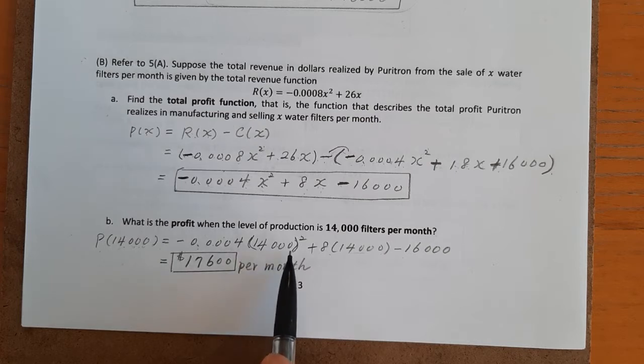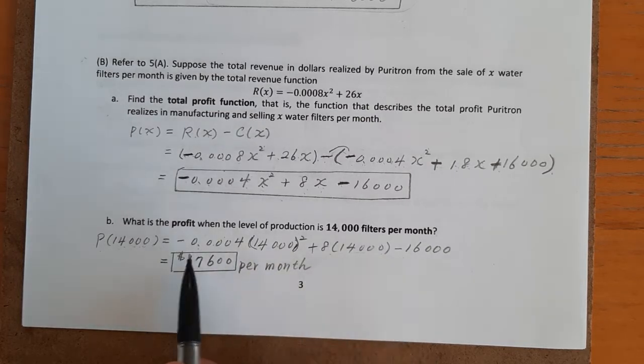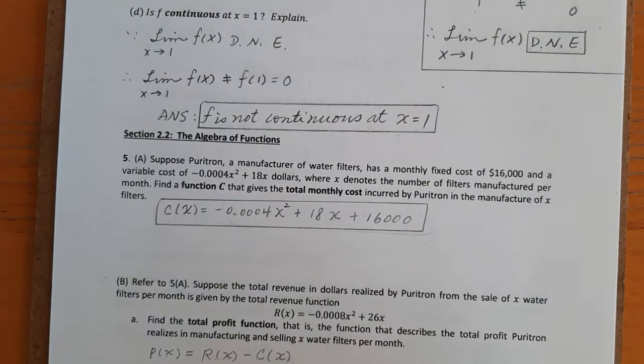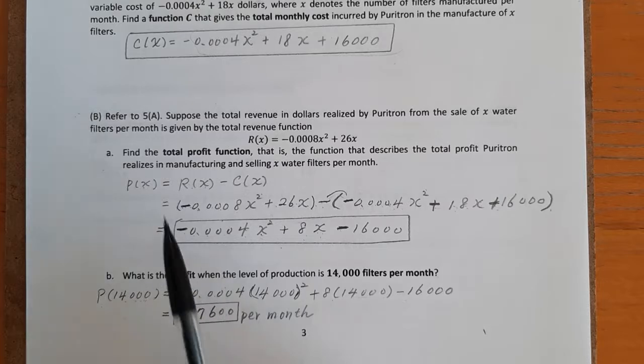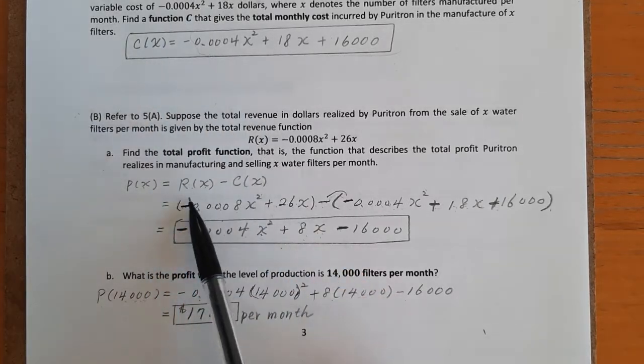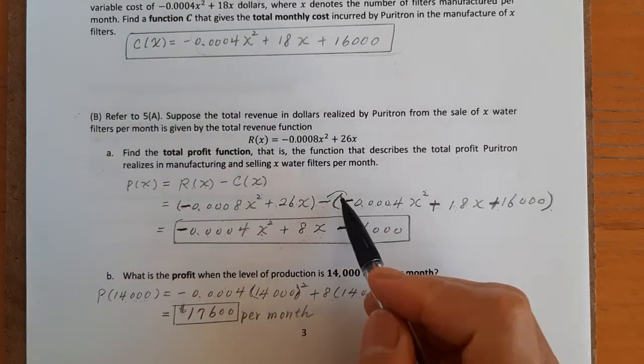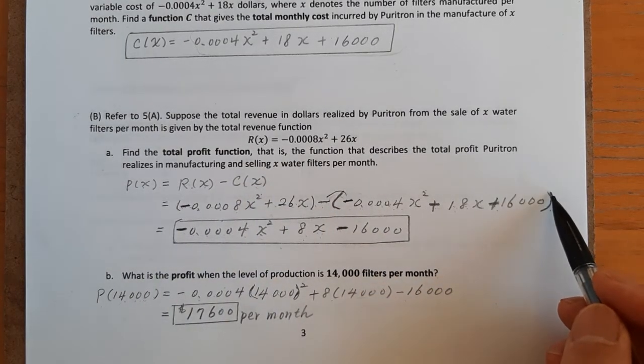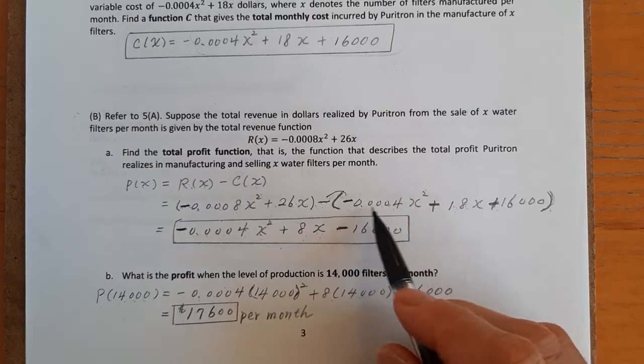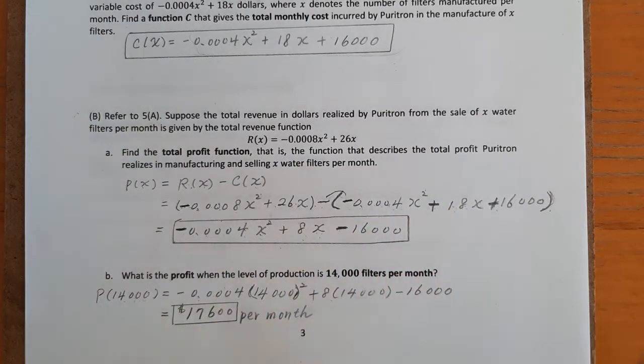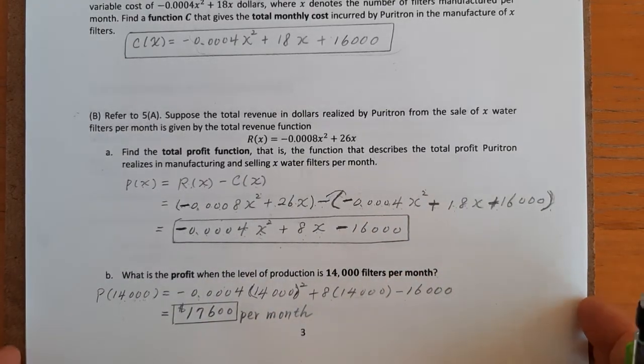Then you can use a calculator. Figure out the profit per month is $17,600. So for this question, you got a cost function and a revenue function, and the revenue function minus the cost function. Here you need to put the parentheses. Remove the parentheses, change the sign, then you combine like terms. You got the profit function.